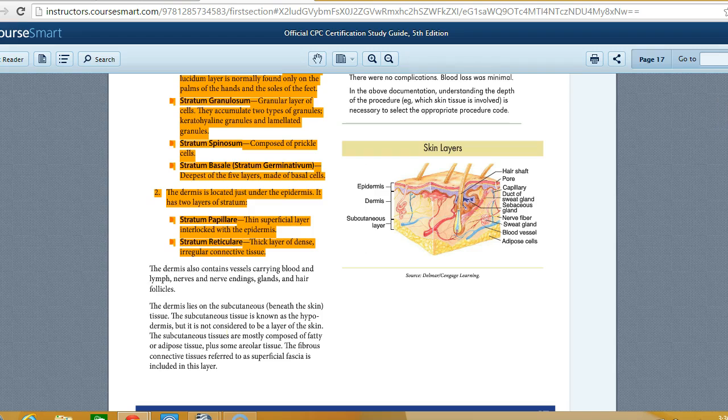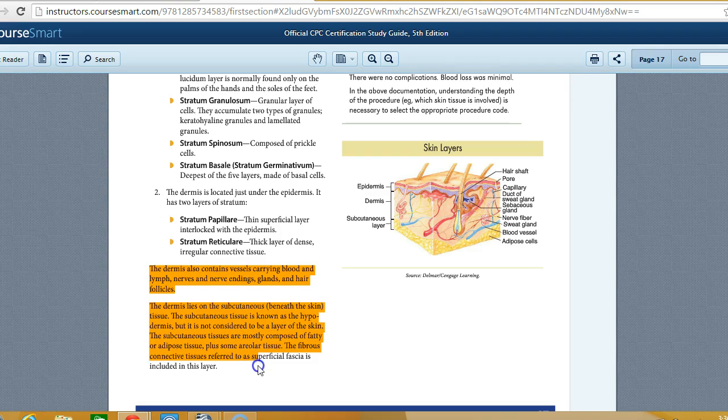Okay. Now these are some hot topics when it comes to the dermis of the skin. Make sure you read over this, you all.